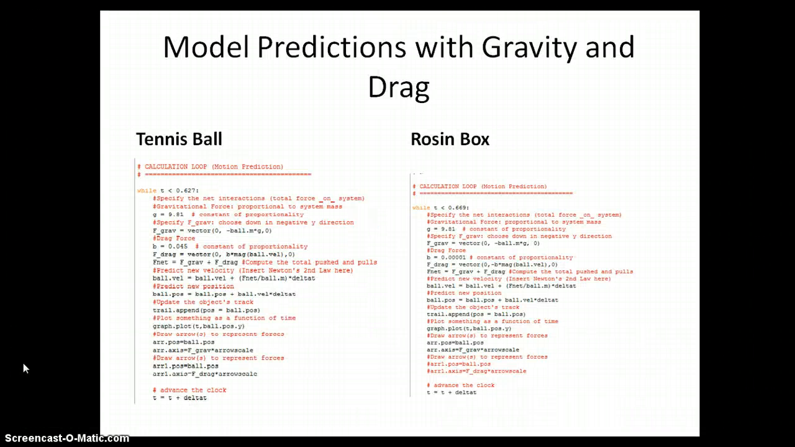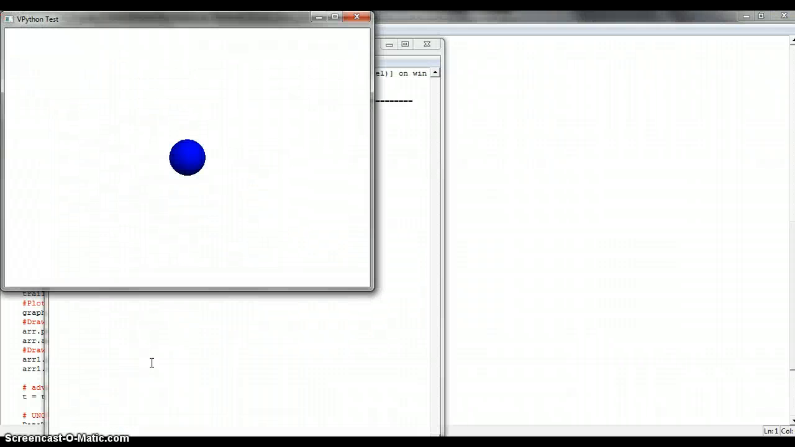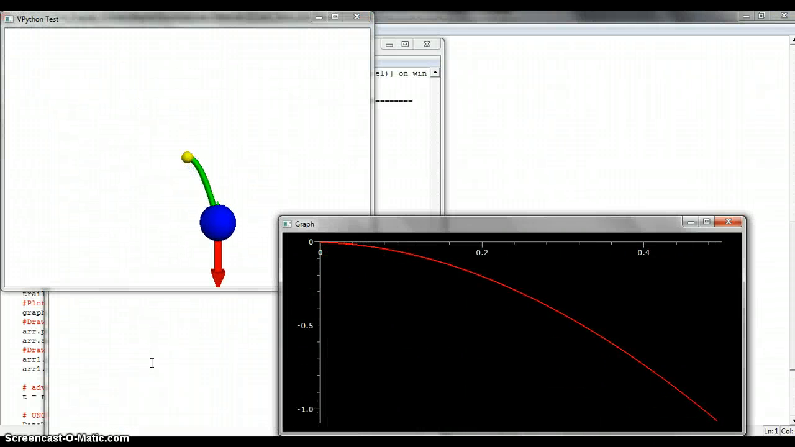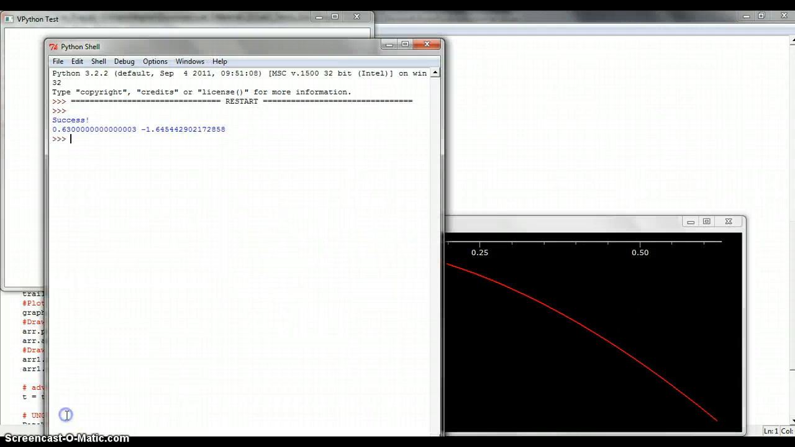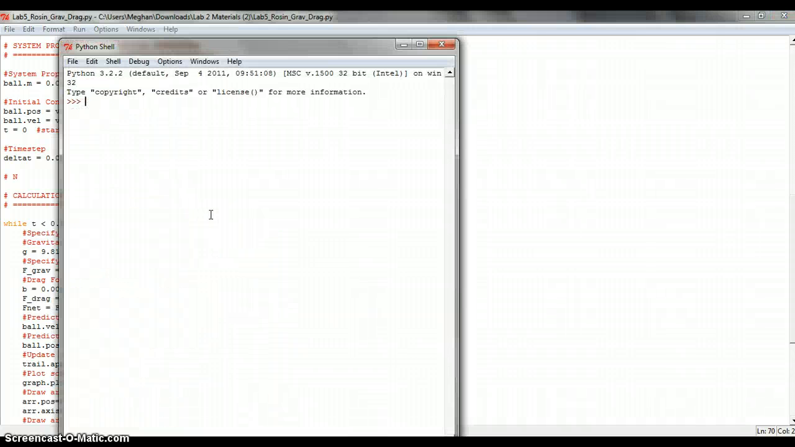I then modeled the motion by adding a force of drag, specifically viscous drag, which is proportional to the object's speed but opposite the force of gravity. I then played around with the constant of proportionality so that the model could be as accurate as possible. This resulted in a constant of 0.045 for the tennis ball and 0.00001 for the rosin box. And so this is the model that they predicted for the tennis ball when both gravity and drag are acting upon it, with the green arrow being the force of drag. And this is the model of the rosin box with both gravity and drag.